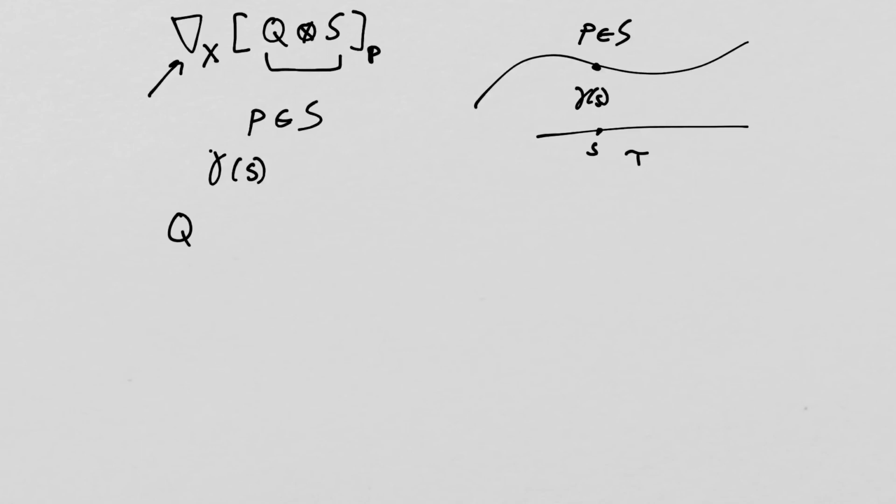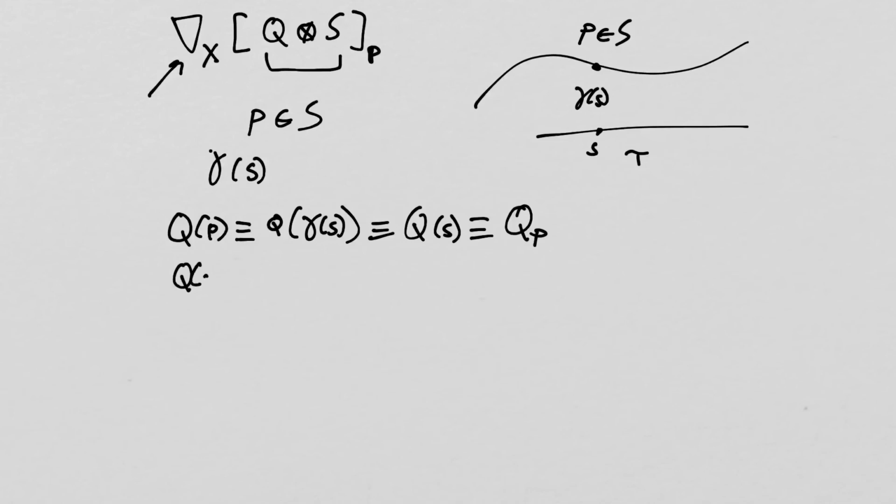I can say Q at the point P. I can say Q at the point gamma S. Or I can write this as just Q of S, which is what I did in the last set of slides. Or I could put Q of P, a subscript P there, right? And in the last set, there was a point where we were dealing with Q0, so I would write Q0, could be Q gamma of 0, could be Q sub 0.